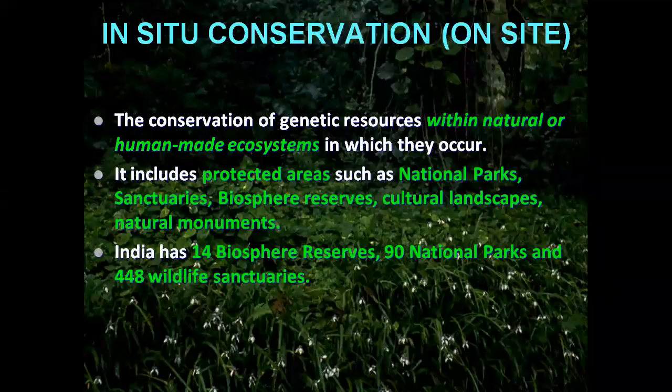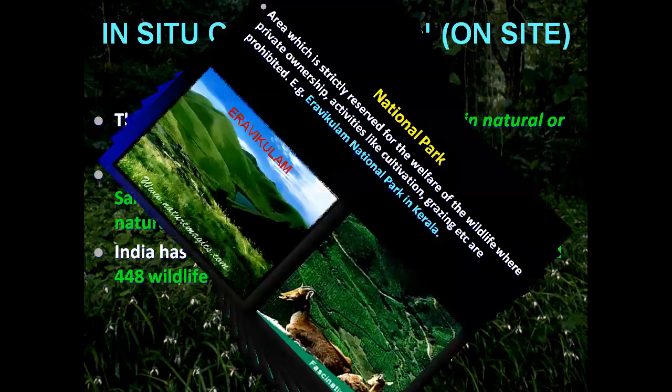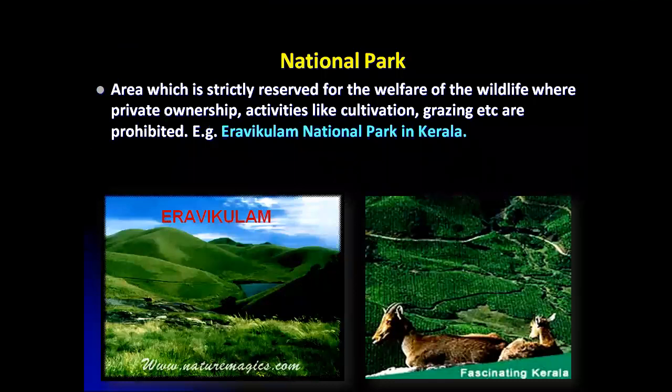The conservation of genetic resources within natural or human-made ecosystems in which they occur, where they are present: if you protect them there, we say on-site. It includes protected areas such as national parks, sanctuaries, biosphere reserves, cultural landscapes, and natural monuments. India has 14 biosphere reserves, 17 in the new book, 90 national parks and 448 wildlife sanctuaries. I am showing some of them.